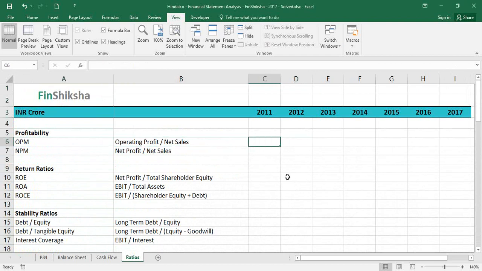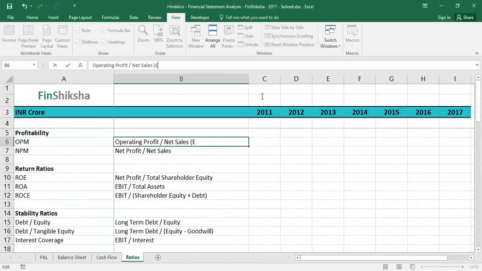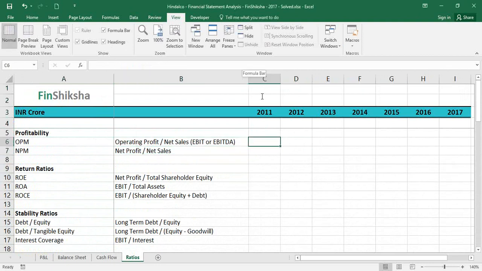When we look at some of these headers, the first one is profitability, operating profit margin. OPM is operating profit margin. We divide operating profit by net sales. For operating profit, you could use either EBIT or EBITDA. A lot of the global textbooks would use EBIT. Indian textbooks, a lot of them suggest EBITDA. We can use anything. It's the trend we are more interested in.